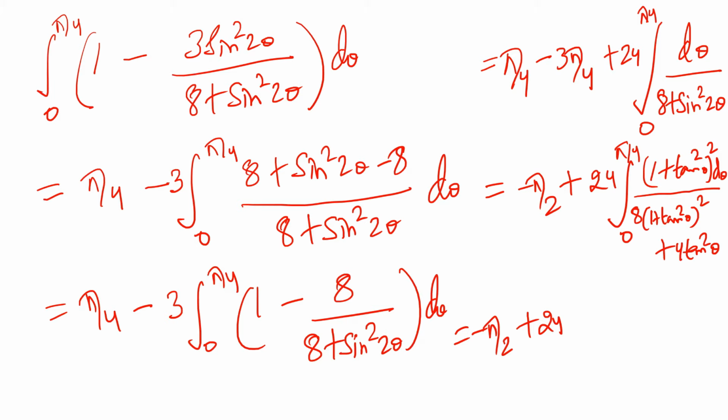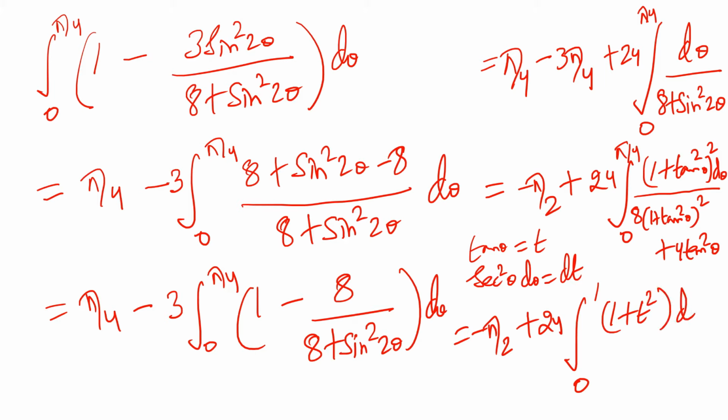Now students, what I'm doing, I'm putting tan theta equal to t in this integral. So that means secant square theta d theta will become dt. Fine. So our integral now becomes 0 to 1. 1 plus tan square theta is nothing but secant square theta. So secant square theta d theta will become dt. And in the numerator we'll be having 1 plus t square dt.